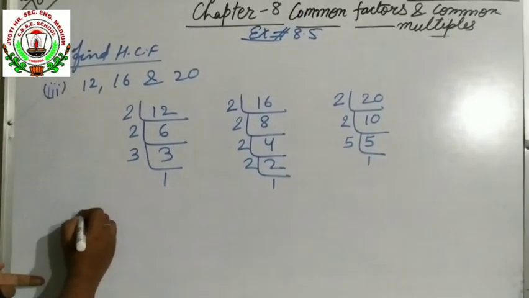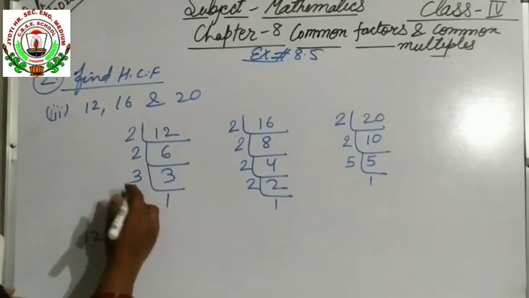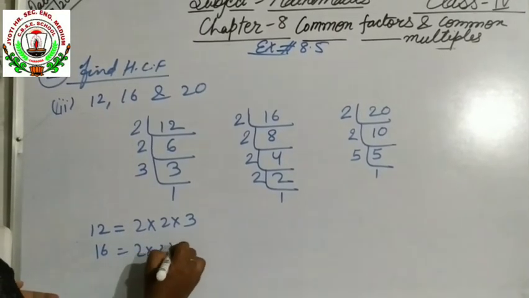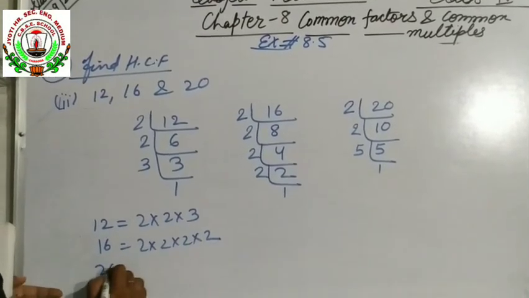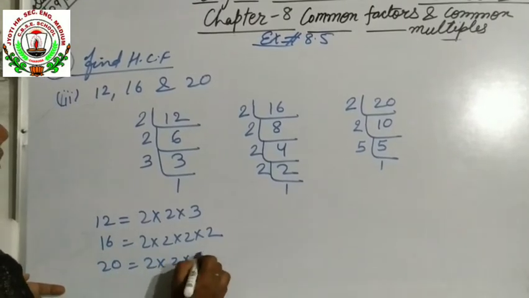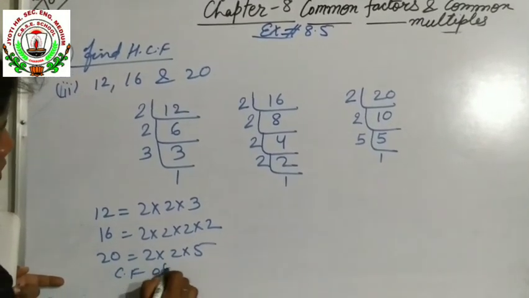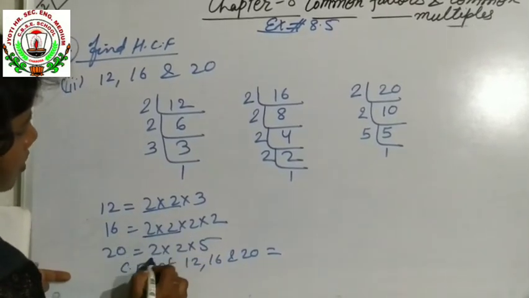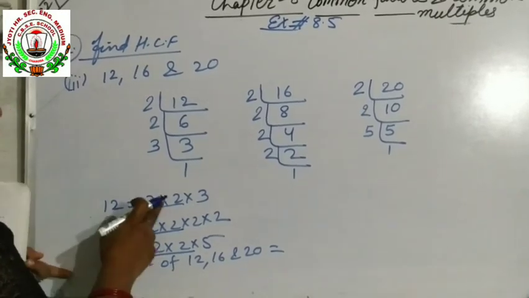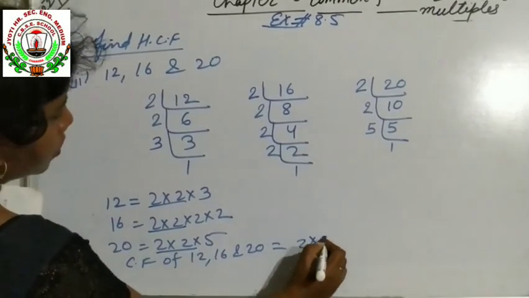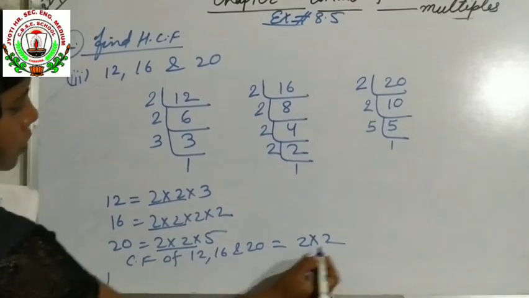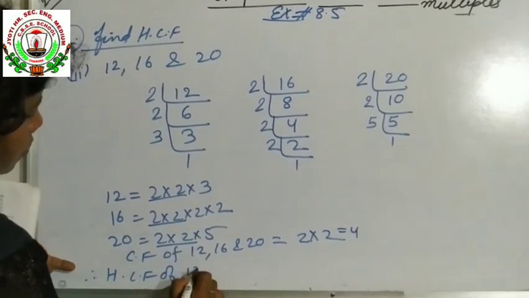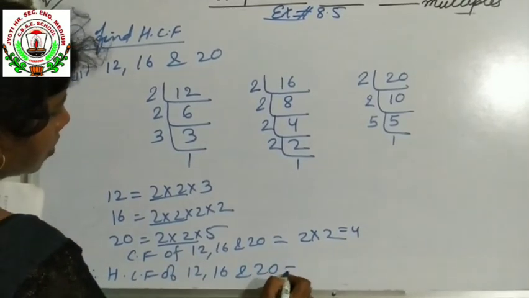Now we will write the prime factors of all these numbers. 12 is 2 into 2 into 3. 16 is 2 into 2 into 2 into 2, and 20 is 2 into 2 into 5. Now the common factor of 12, 16 and 20. Which is common? 2 times you will see. 2 is common in all of these. So 2 into 2. Other numbers are not common. So 2 twos are 4. Therefore we write HCF of 12, 16 and 20 is equal to 4.